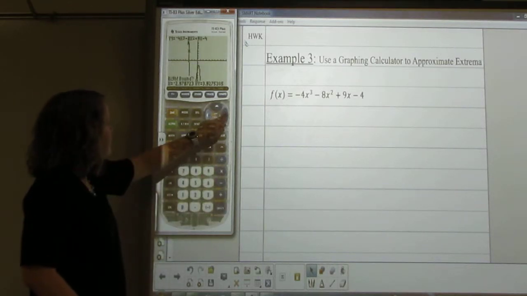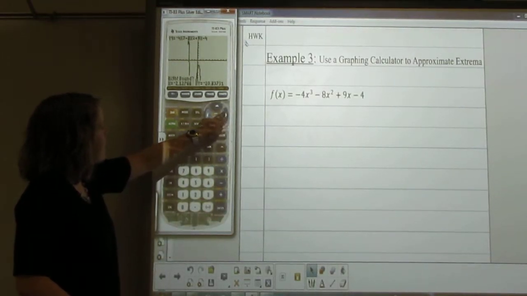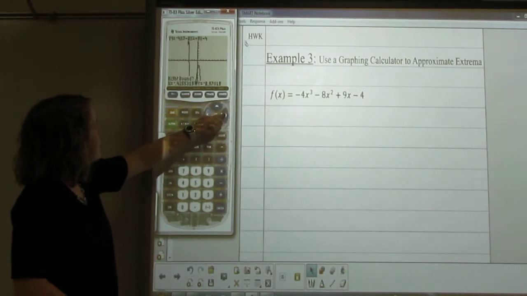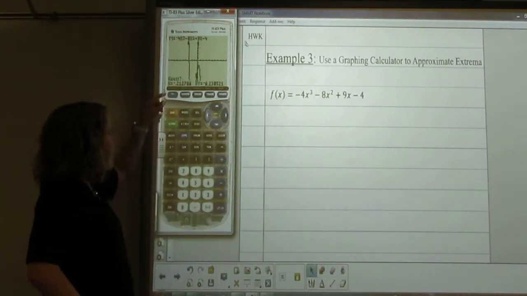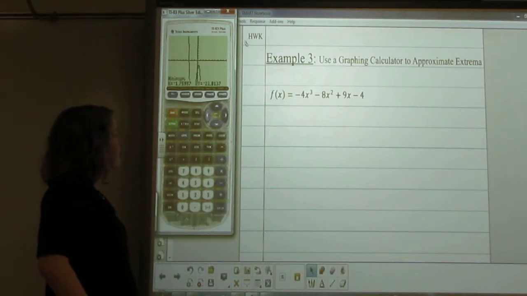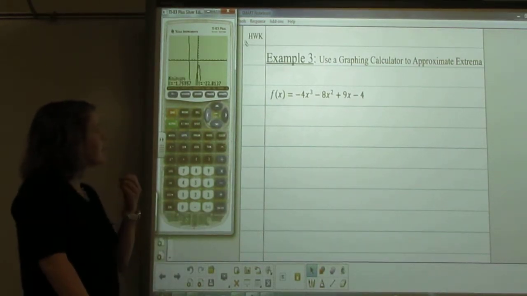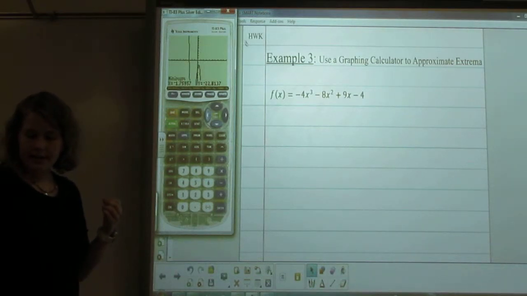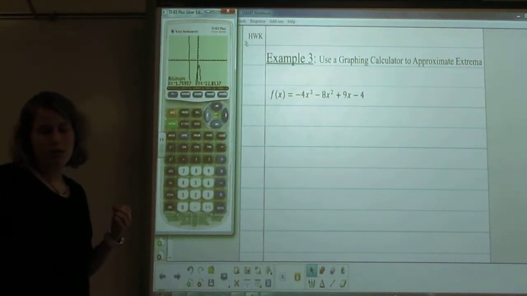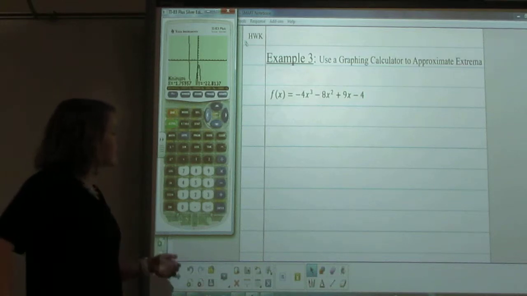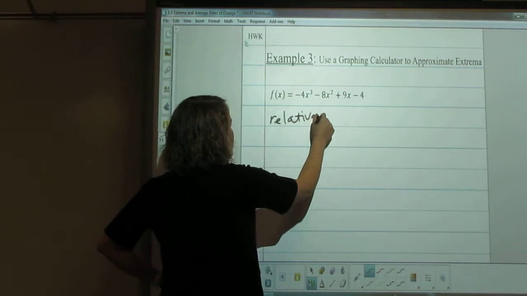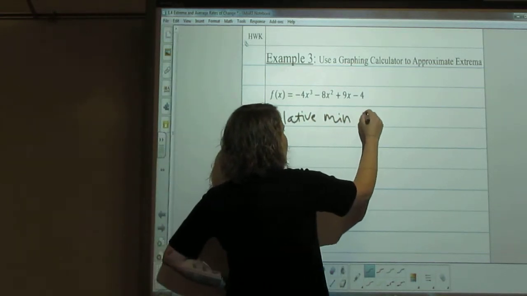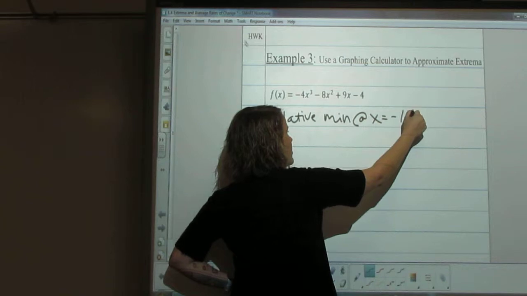So we press enter, then we go to the right, and now our blinking dot, where did he go? There we go. So now we know he's to the right of our relative minimum. So we press enter, and now it asks us if we want to guess. So we press enter again. And so now it says our minimum is at about 1.76. All right, so we have a relative minimum at x equals negative 1.76.